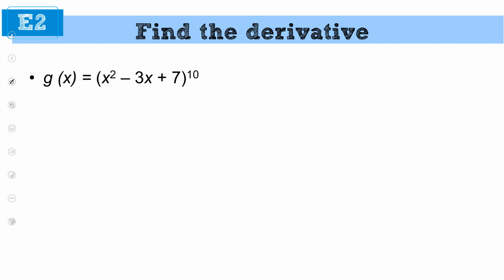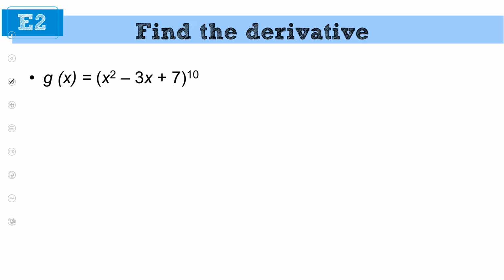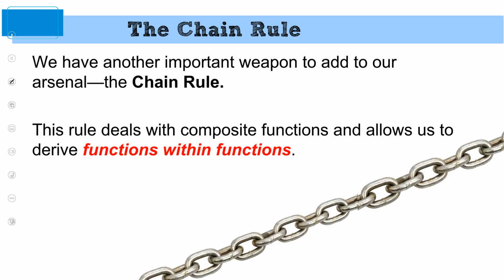How many functions? 2. 2. Okay, which one's inside? X squared minus 3x plus 7. Beautiful. Okay, good. You're almost there. Now, how does the chain rule work? As I said, we're going to be taking the derivative of functions within functions. I'll come back to this example in a second. I want to talk about the actual function itself. Okay. But you've done the hard part.